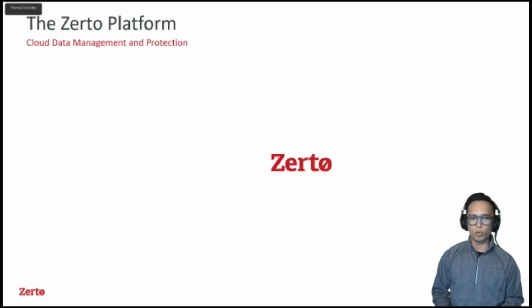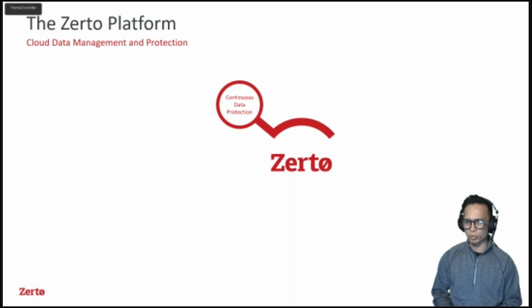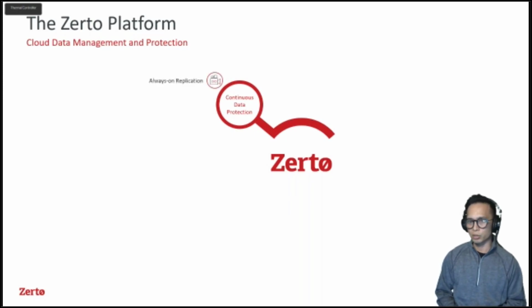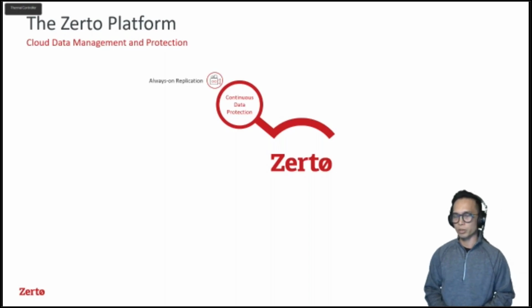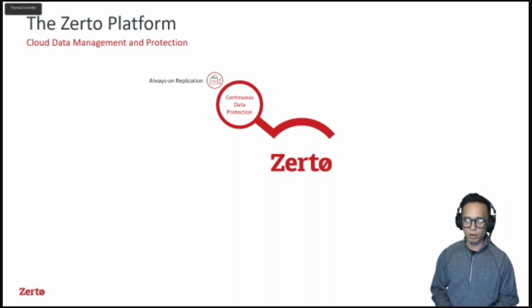So the Zerto platform is a cloud data management and protection platform. And it all starts with the foundation of continuous data protection. With continuous data protection, what that means is you get always on replication. So you set replication up for your workloads and it stays on. You don't need to schedule it to be replicated. It's just continuously, asynchronously being replicated.